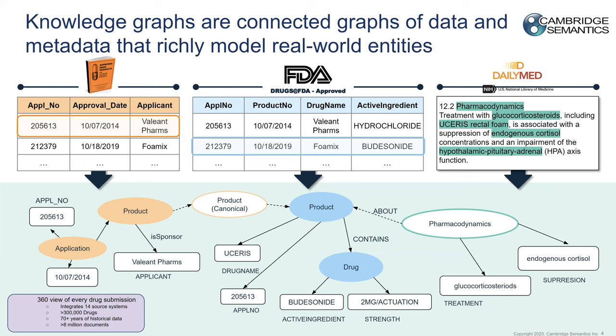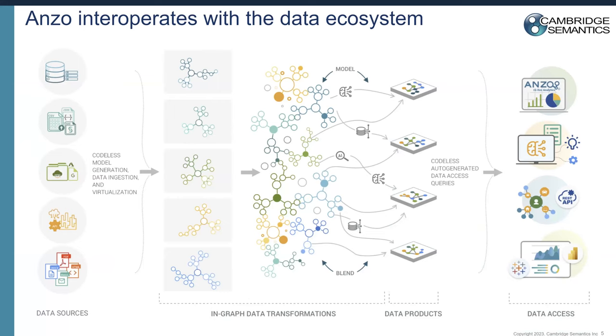Let's have a look. The way we do this is in a system that allows us to bring in the data sources wherever they are. Sometimes we don't bring them in, sometimes we virtualize them, and queries to that part of the graph are pushed down as pushed down queries.